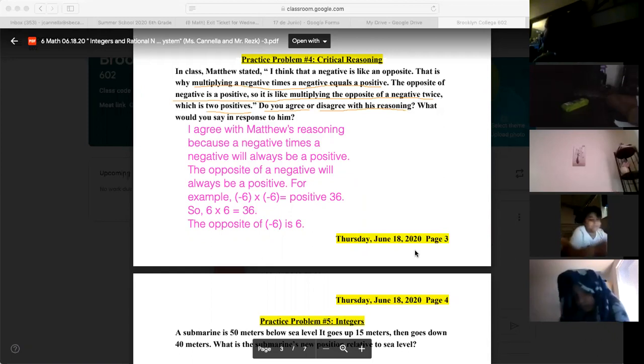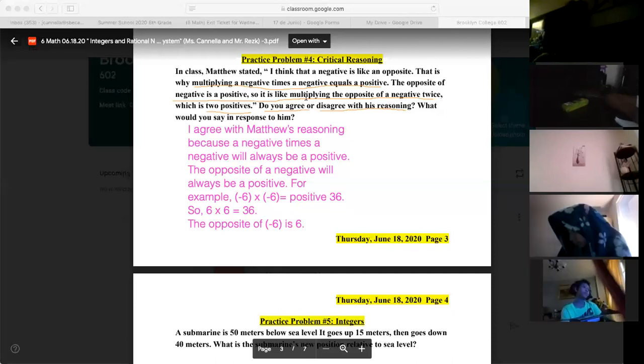So I agree with Matthew's reasoning we came up with. The two students said, because a negative times a negative will always be a positive, and the opposite of a negative will always be a positive. Therefore, negative 6 times negative 6 is positive 36. So 6 times 6 is 36. And the opposite of negative 6 is 6, children.